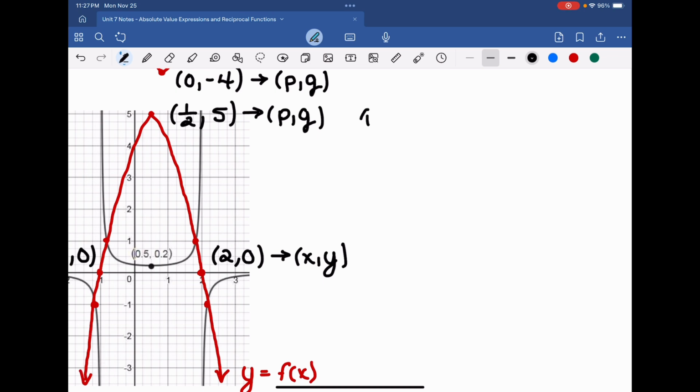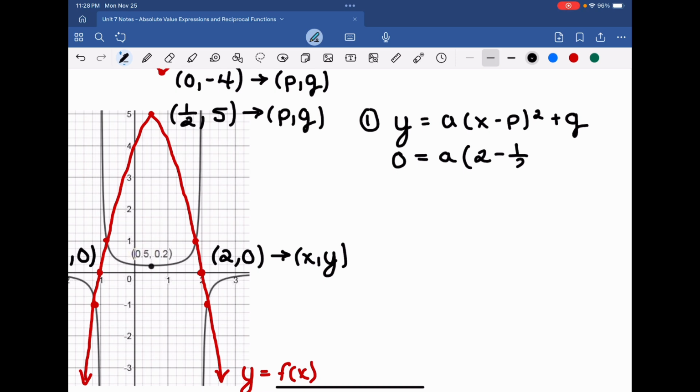Now that we have these two, let's generate what this a value is. So we're going to be like part one here. We're going to make our equation y is equal to a(x minus p) all squared plus q. We're then going to plug in our x and y being 0, which is equal to a, x value, which is 2, minus the p value, which is 1/2, all squared, and then plus q, which is plus 5. This is going to give us 0 is equal to, well, if we take this, we're going to keep the a out front for a second.